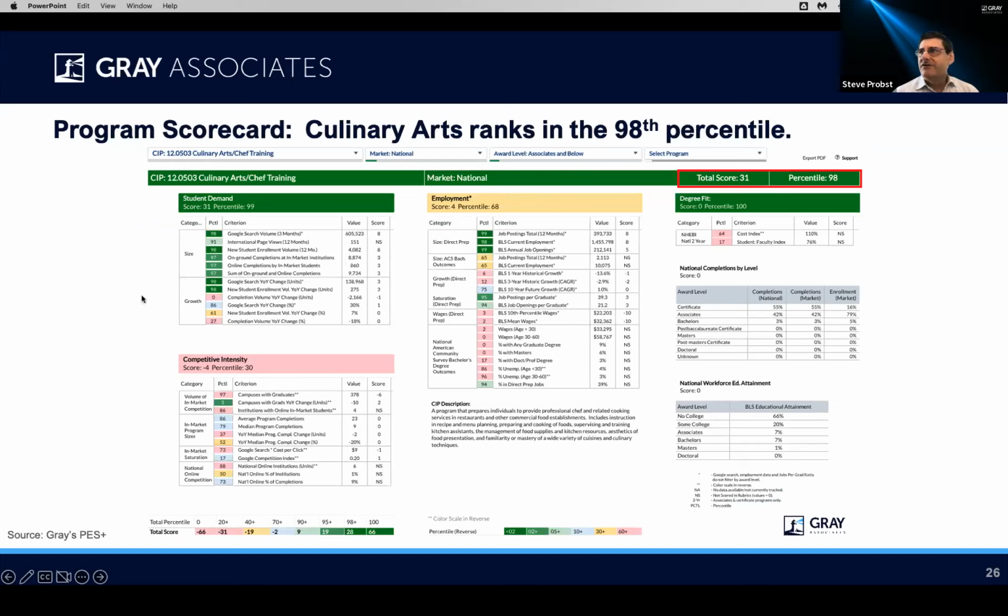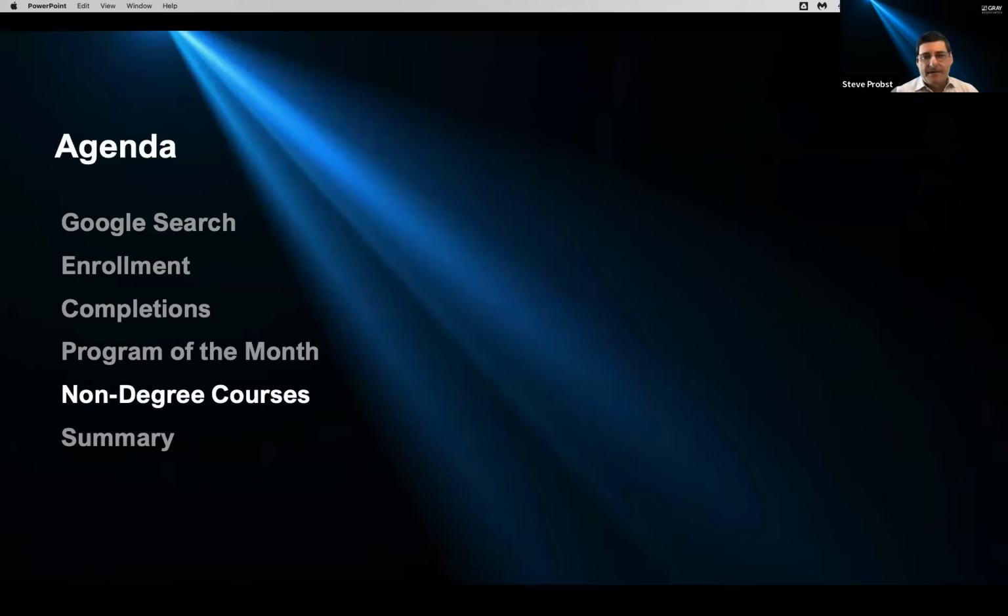So you put that all together, you get a program scorecard that looks like this. So here's the student demand, competition, employment, and degree fit data we've just been looking at. The overall score, if you add up the scores for the different components, was 31 points, which was 98th percentile. If you remember when I first started, this was right at the bottom of that first screenful of programs in the rank ordering. And of course, there's a description of the program too. So that takes us through our program of the month. A couple of other things.